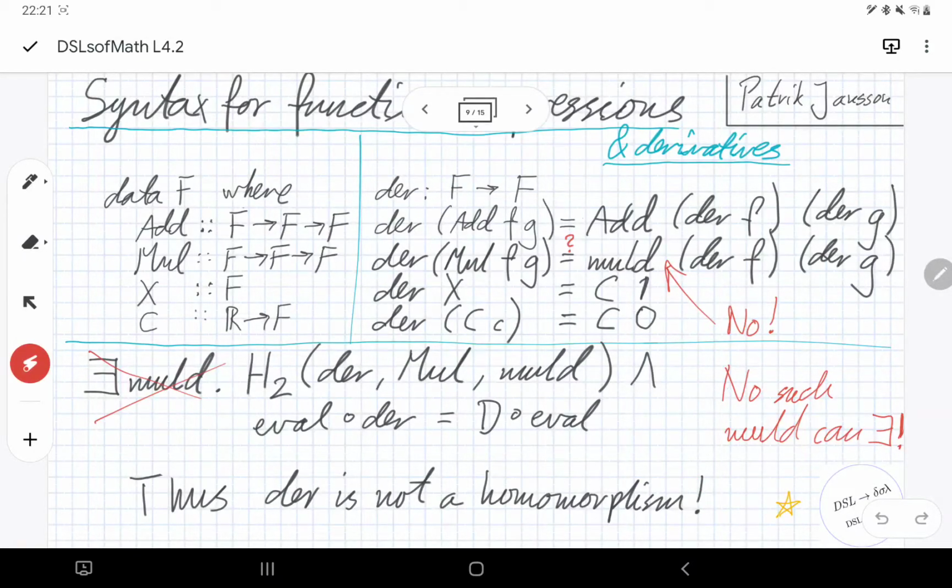Okay, I know that this little part of the lecture was rather abstract, so let's make a break here and then we'll continue with some more examples afterwards.